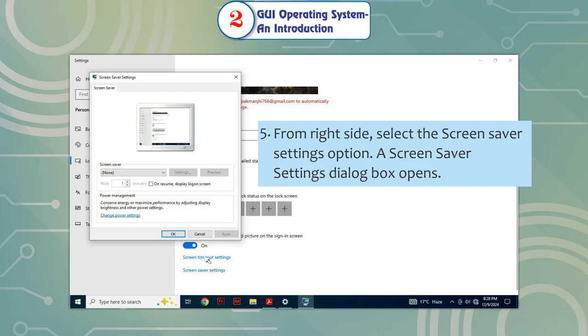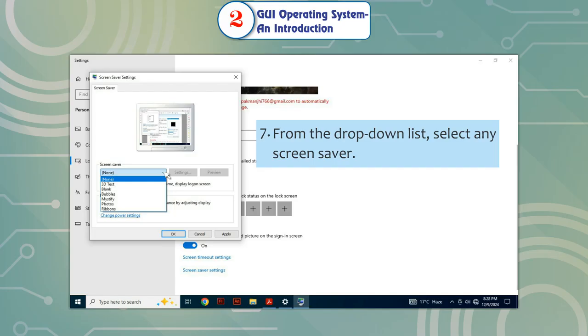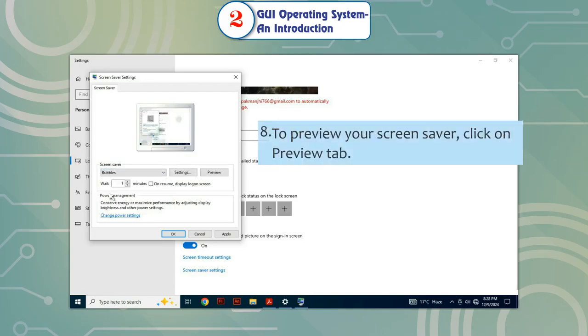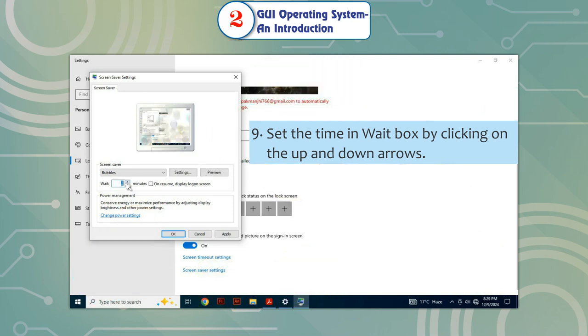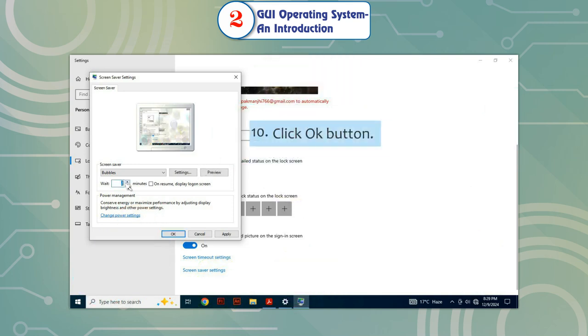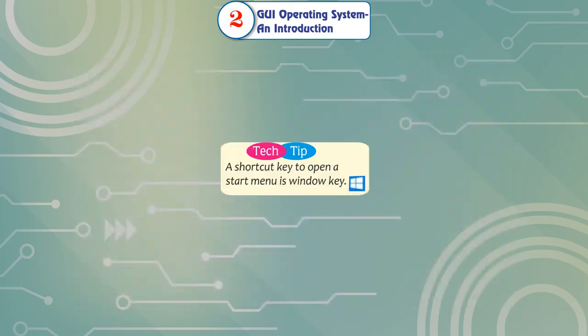A Screensaver Settings dialog box opens. 6. Click on the Screensaver drop-down arrow. 7. From the drop-down list, select any screensaver. 8. To preview your screensaver, click on Preview tab. 9. Set the time in wait box by clicking on the up and down arrows. 10. Click OK button. Tech tip: a shortcut key to open the Start menu is the Windows key.